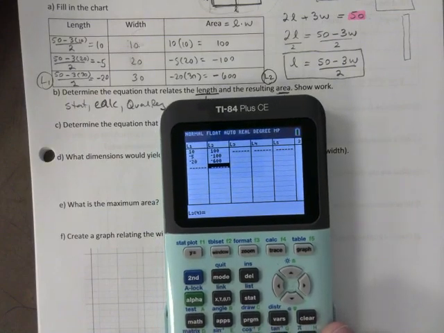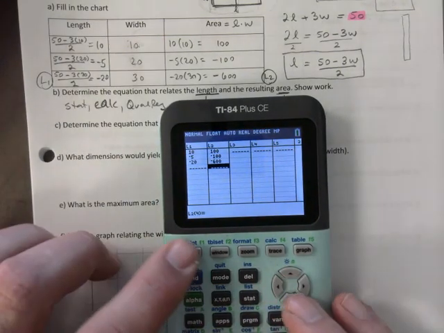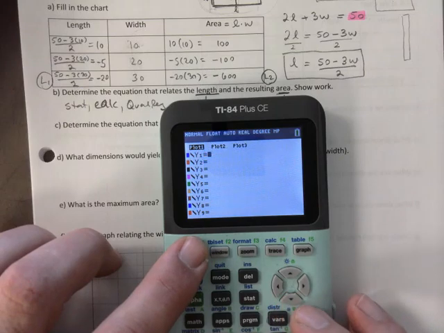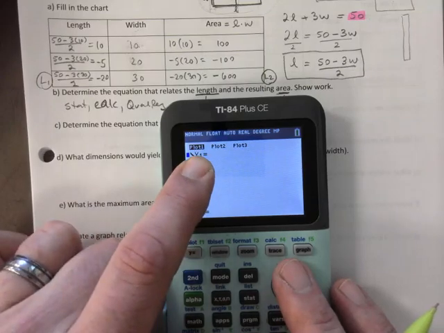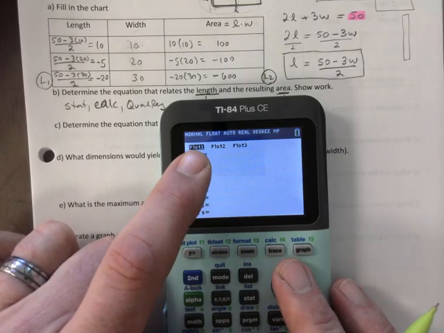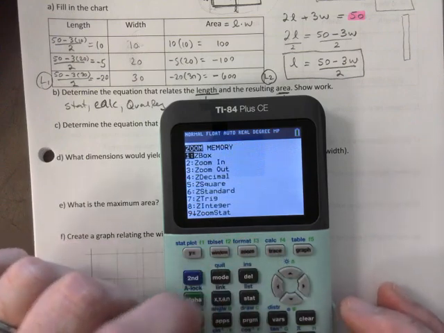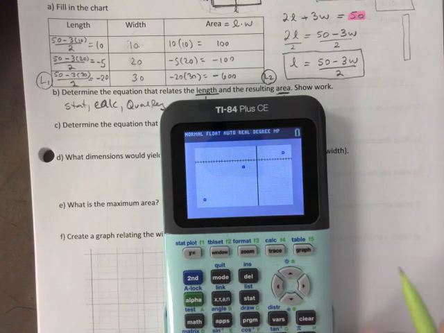I type those in. At this point, you remember regression, I go y equals, I clear whatever's in the y's right now. Plot 1 is on, because I want to use zoom 9. Okay, I'm going to go zoom 9. And there it is.